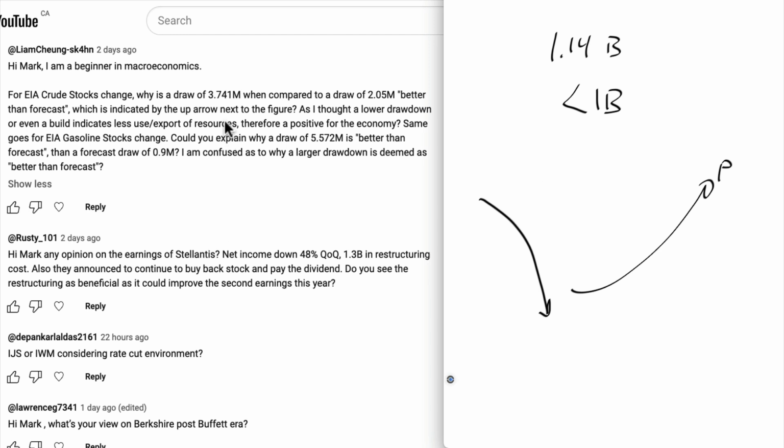As I thought, a lower drawdown or even a build indicates less use or export of resources. A lower drawdown would indicate that, therefore negative. We're not talking about the economy. We never say what's good for the economy. It's always what's good for the asset price.